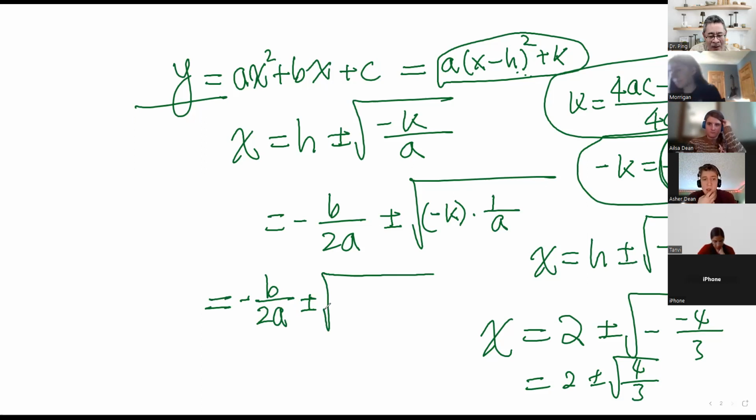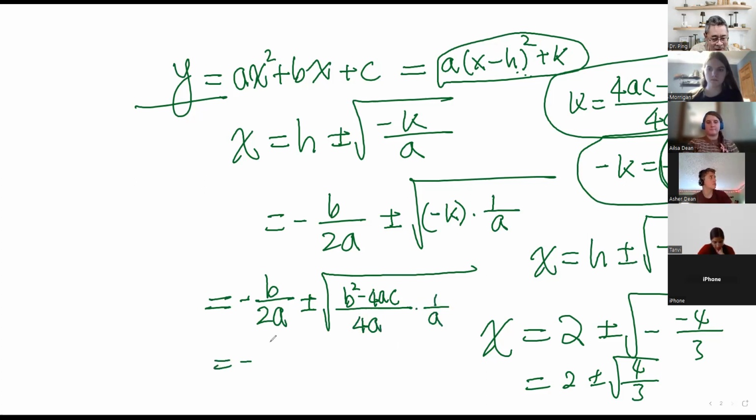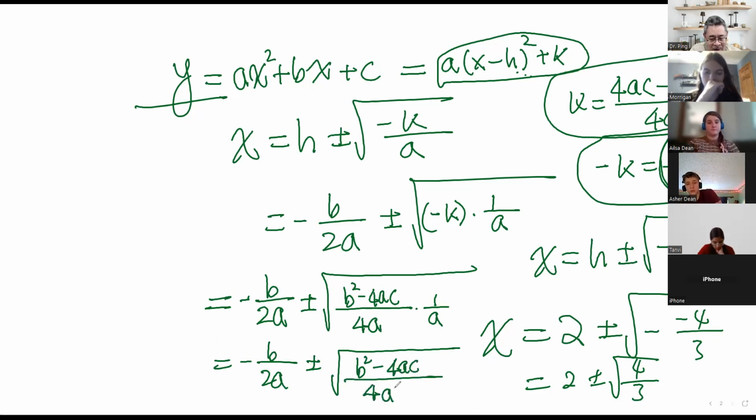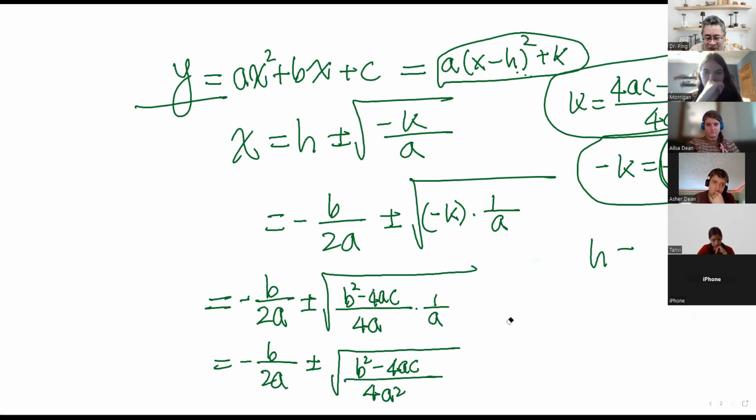Okay, now we know negative k is (b squared minus 4ac) over 4a, but times 1 over a. So now we got minus b over 2a plus minus, and you probably are familiar with this, over 4a squared. And of course, we can rewrite this. It's getting to the famous quadratic formula. So that equals minus b over 2a plus minus, on this side is b squared minus 4ac, and on the bottom is 4a squared.